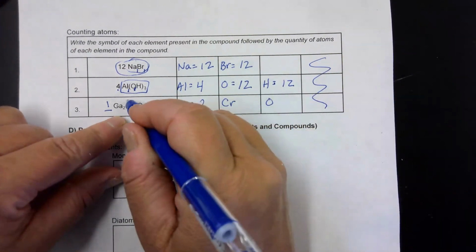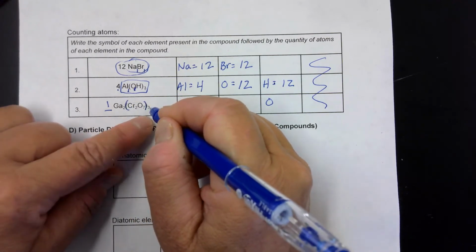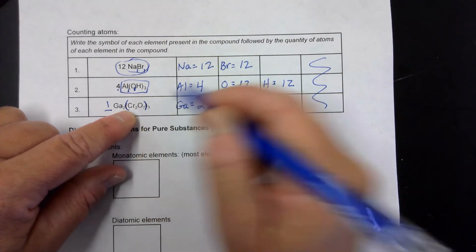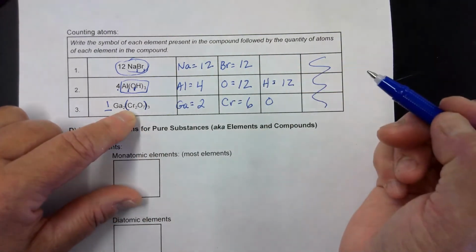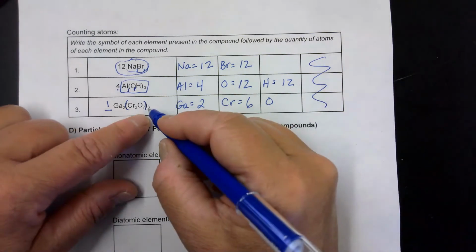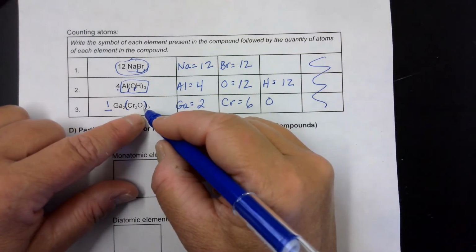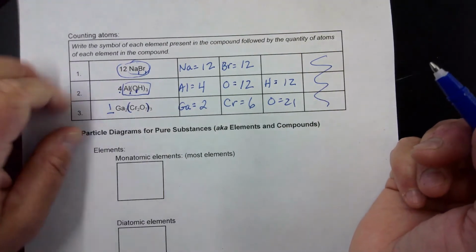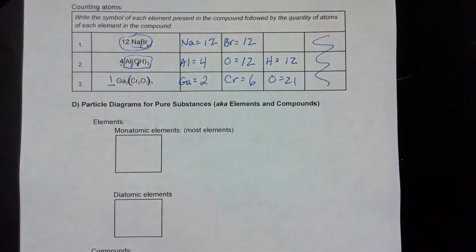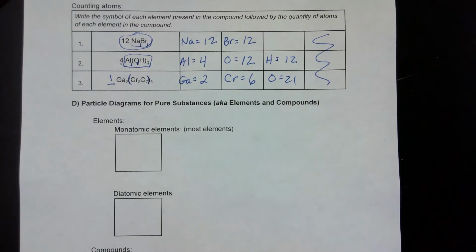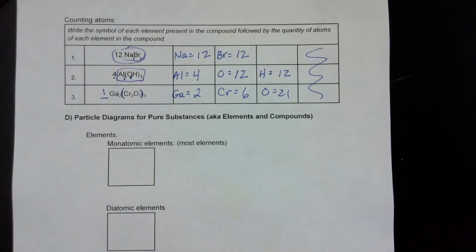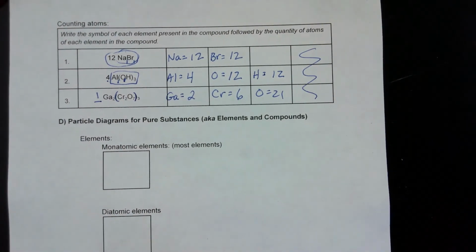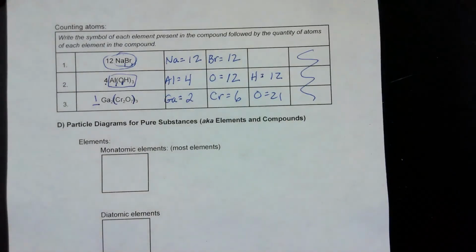Now we're looking at parentheses. So that means I have to take this outer subscript and multiply it by the inner subscript. So for chromium, I've got 3 times 2. That gives me 6 chromiums. Oxygen, 3 times 7 gives me 21 oxygens. Okay, so that's how you do an accounting. If you need to know how many atoms there are in a given formula, that's a skill that you're going to want to make sure you're comfortable with, for reasons that we are going to deal with later on.